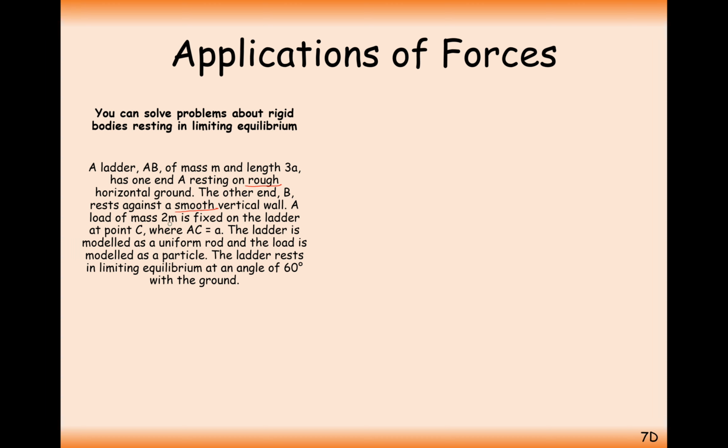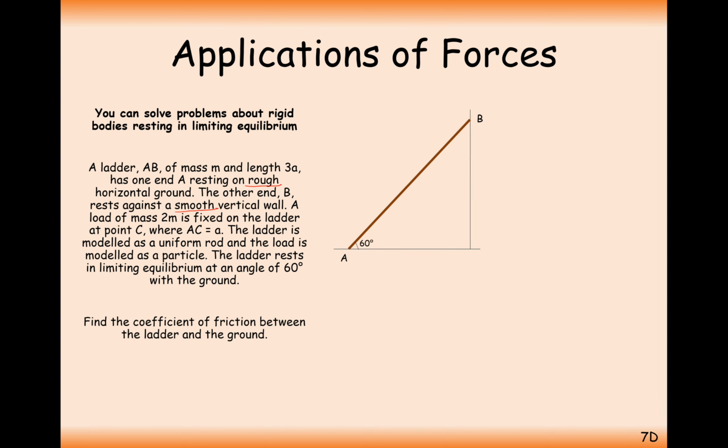A load of mass 2m is fixed on the ladder at point C, where the length from A to C is a. The ladder is modelled as a uniform rod, and the load is modelled as a particle. The ladder rests in limiting equilibrium at an angle of 60 degrees to the ground. Find the coefficient of friction between the ladder and the ground.